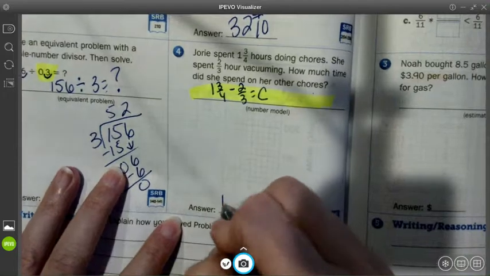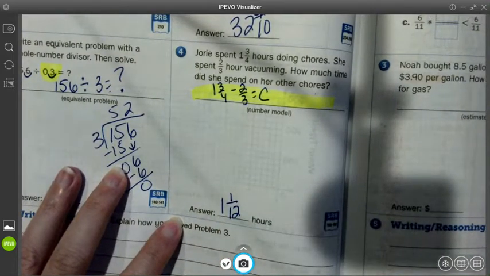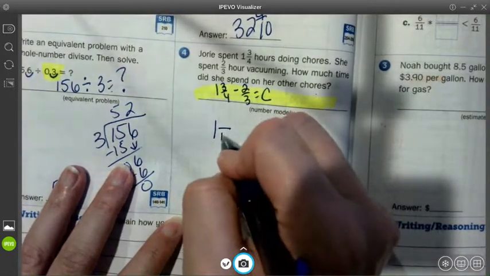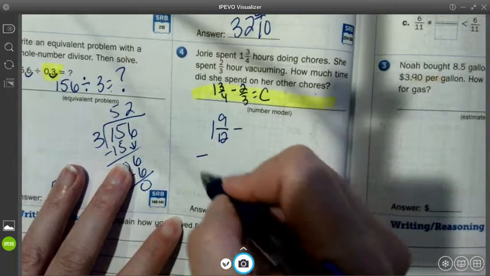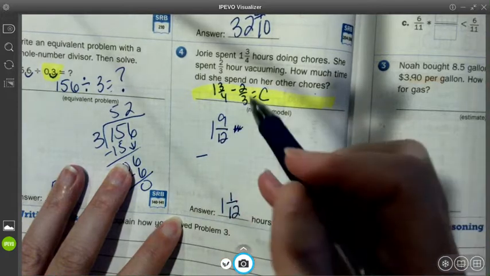Okay, if you are unpausing the video, hopefully you found that she spent 1 1/12 hours on other chores. 1 3/4 would have become 1 9/12. And if it's easier, you could stack it on top of each other. I started to put my subtraction sign there.